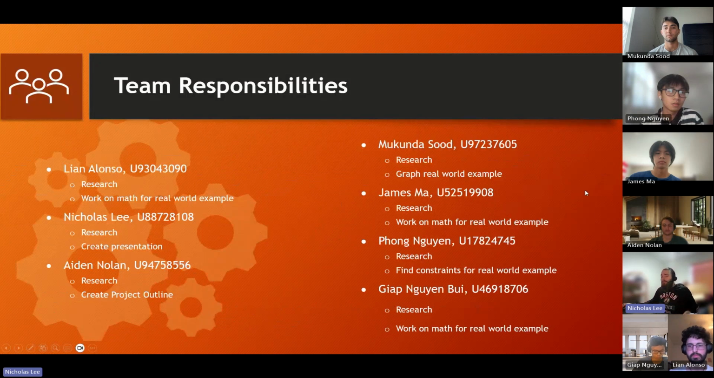Just a quick overview of our team responsibilities. We all decided to do research to help the process move forward. I created the presentation, Aiden did the project outline, Lian, James, and Jiap did the math of the real world problem, Fong found the constraints, and Mukunda graphed the real world example.